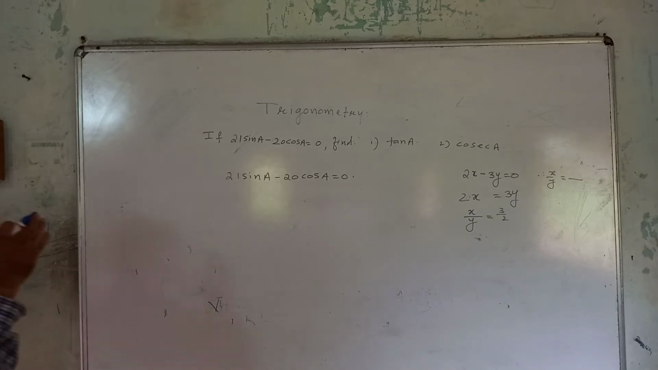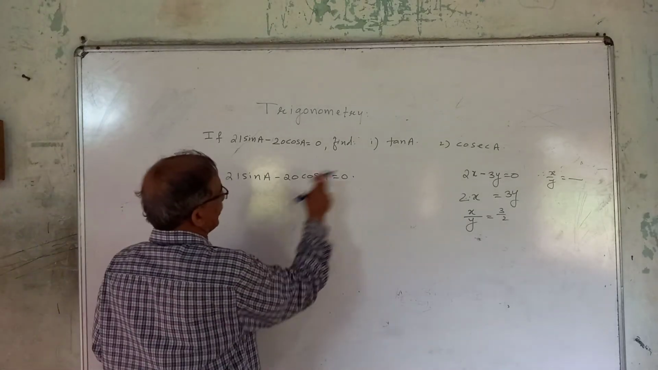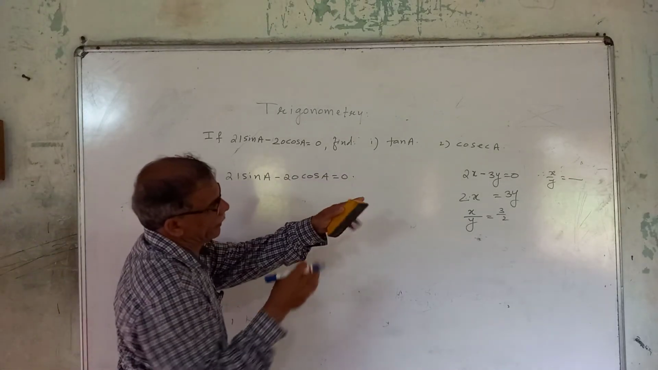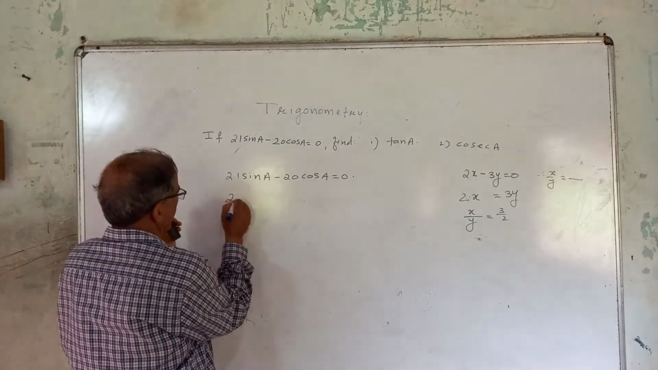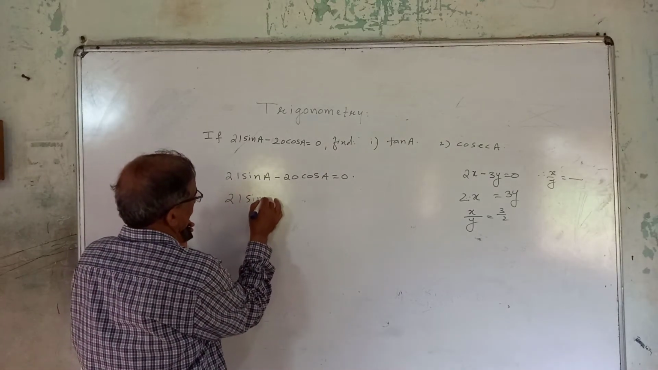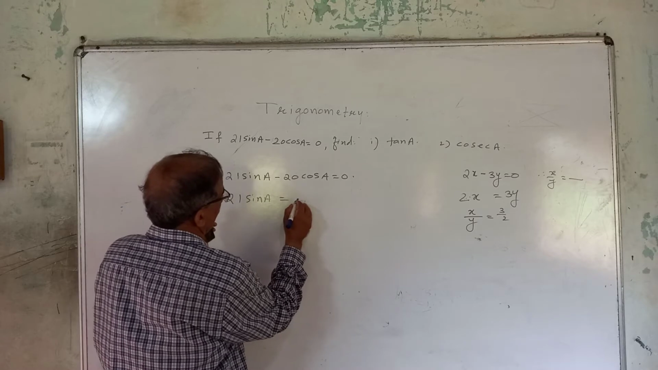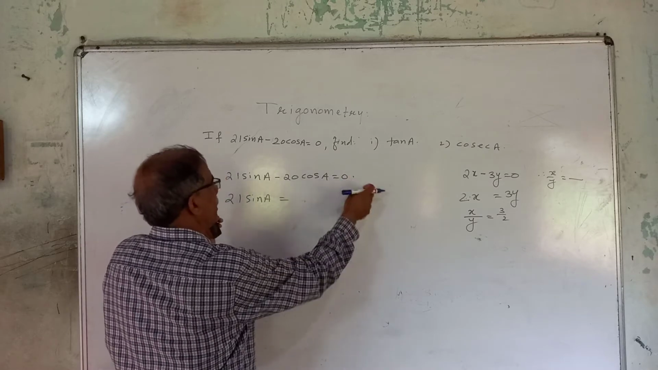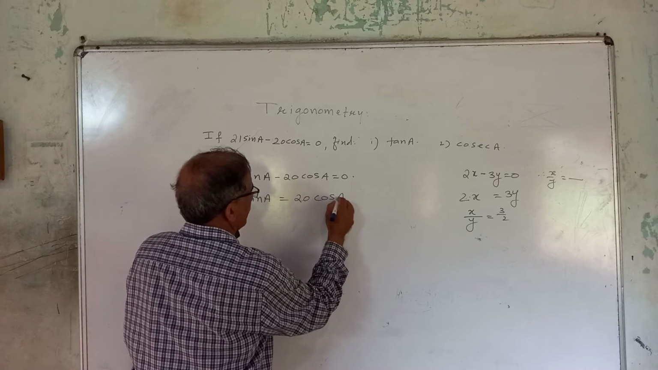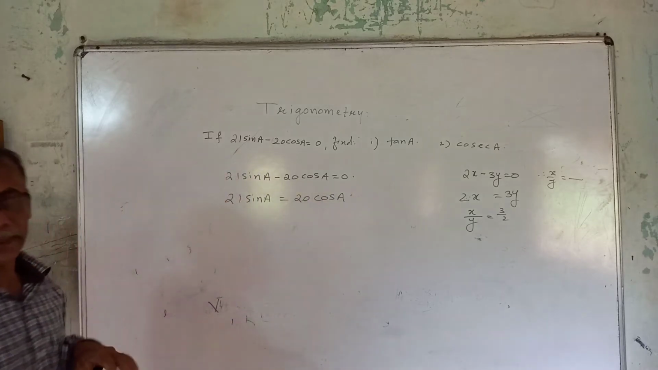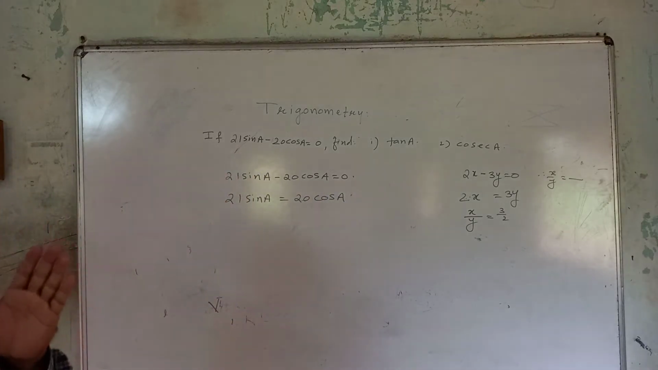we have to take first this negative term to here, because I told you that both terms should be on both sides of the equality sign. So now 21 sin A should be equal to how much? 0 plus 20 cos A means 20 cos A. Now we can find the ratio.